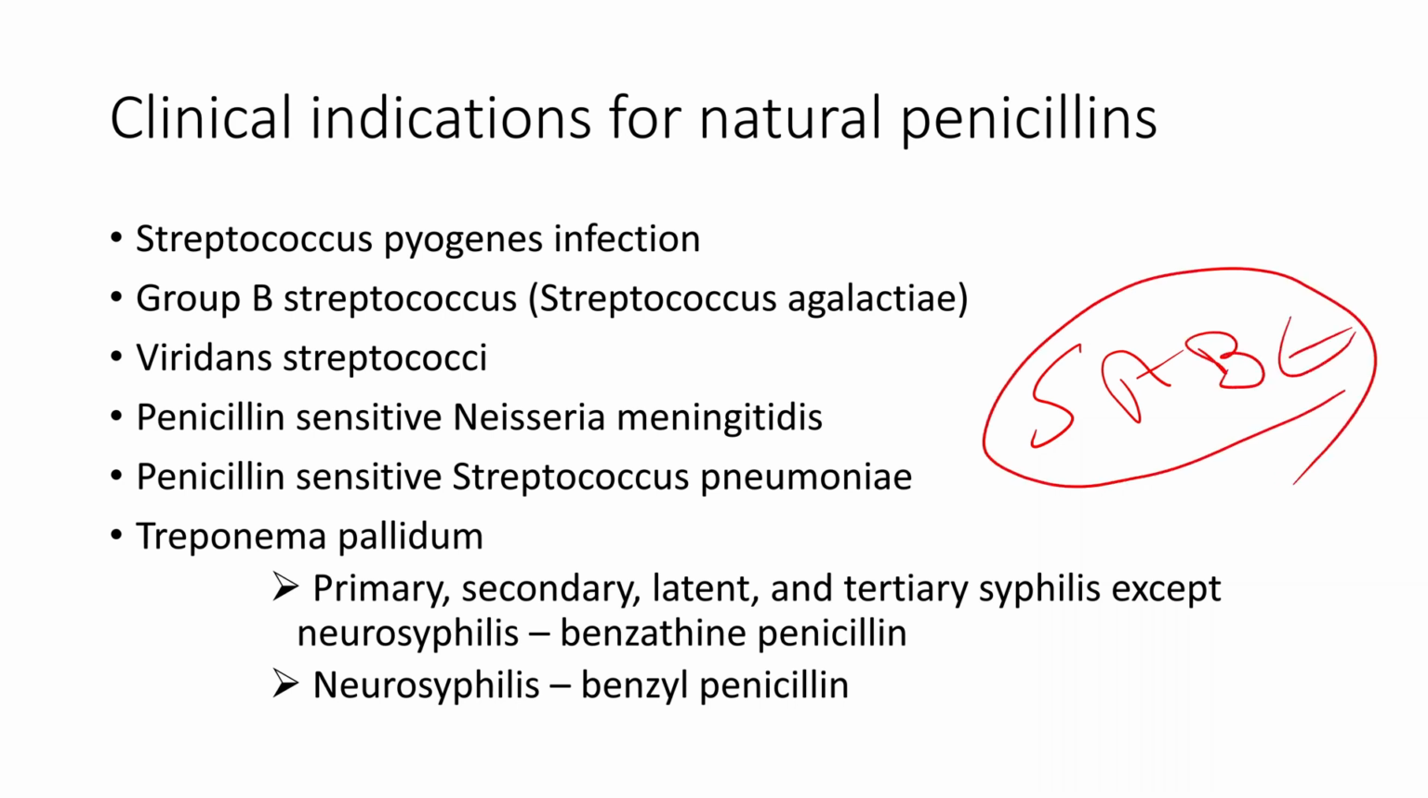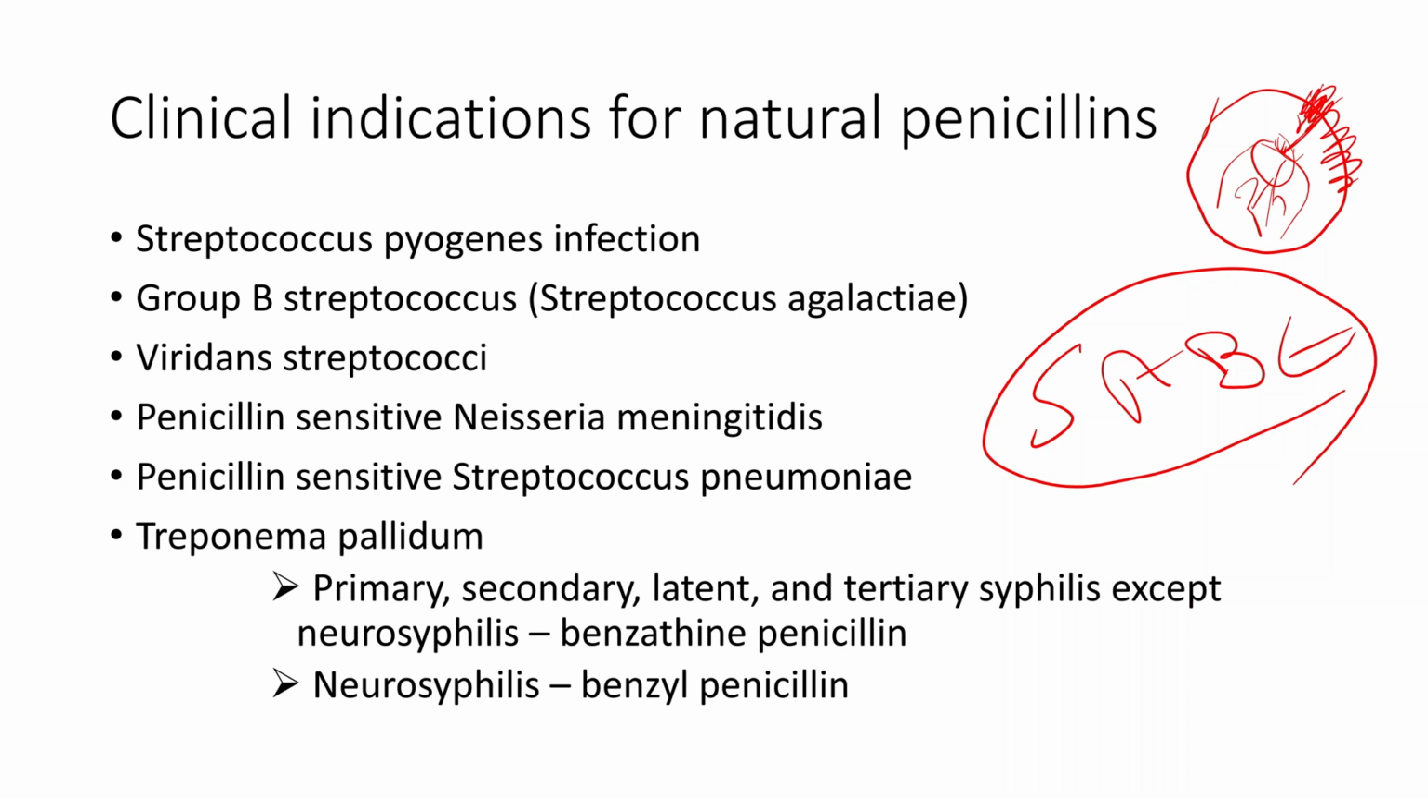Viridans streptococci. What is the treatment? Best drug, penicillin, but we combine it with an aminoglycoside because of the synergistic effect, right? Penicillin works on the cell wall. Penicillin works on the cell wall and makes the cell wall weak because it prevents the cross-linking of peptide ligands. Cell is weak, so the aminoglycoside will enter and bind to the 30S ribosomal subunit and inhibit protein synthesis, right?